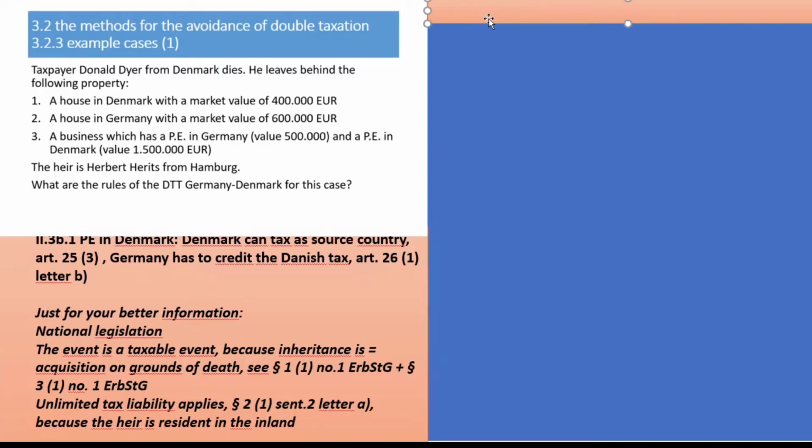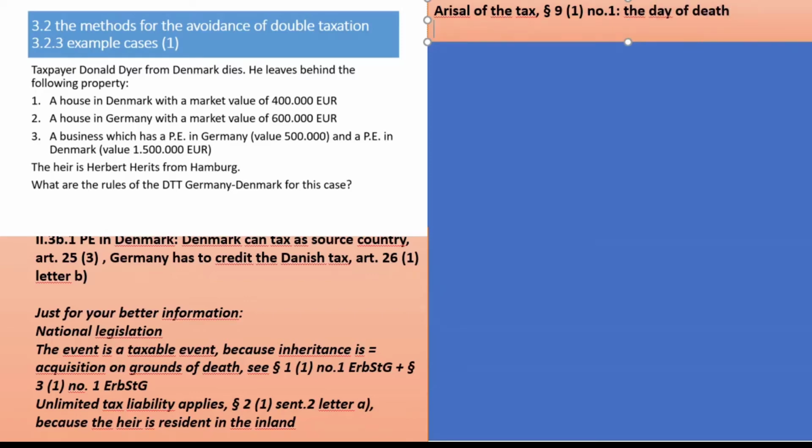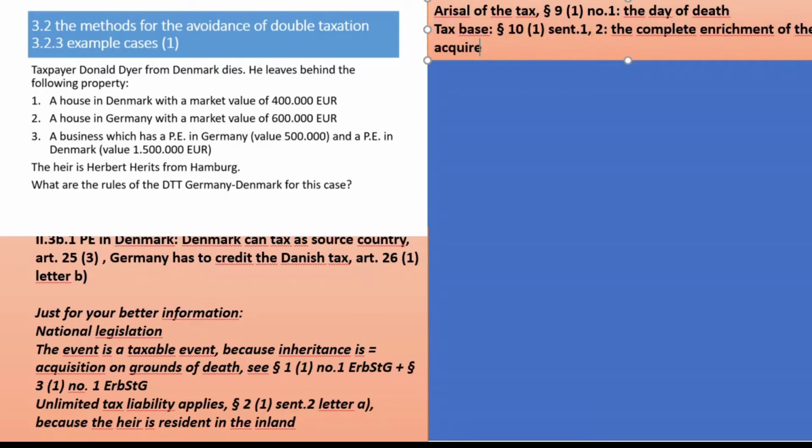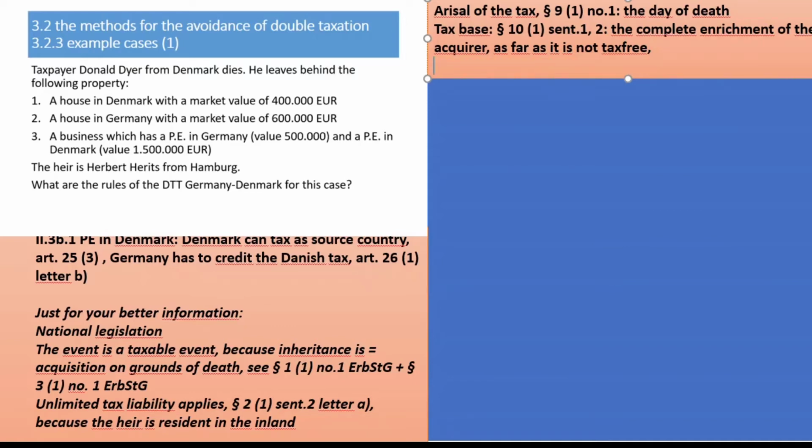Now we would have to talk about the arisal of the tax. Paragraph 9, 1 number 1, the day of death. So that's relevant. And the tax base would be under 10.1 sentences 1 and 2, the complete enrichment of the acquirer, as far as it is not tax free. So that would be one after another. The house in Denmark, 400,000 euro.